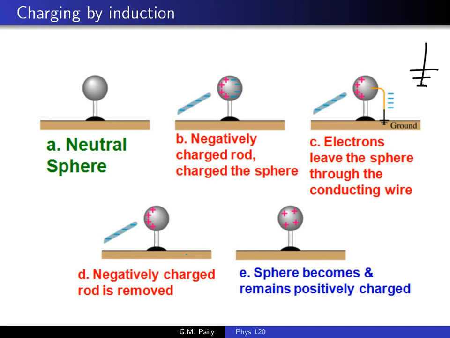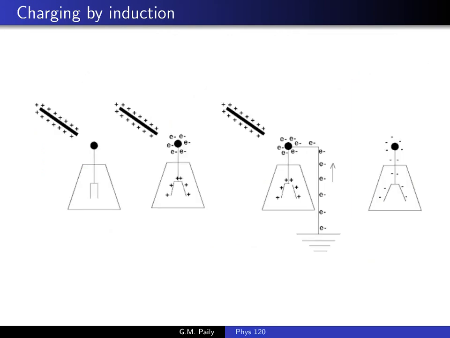Let's look at another example of charging by induction. Here we have a gold leaf electroscope and a positively charged rod is brought near. What happens? Negatively charged electrons accumulate on the cap of the electroscope, and the gold leaf acquires a positive charge. We now ground the electroscope. What happens?